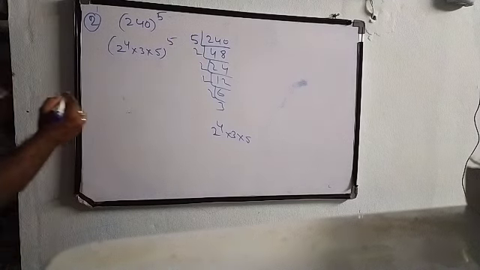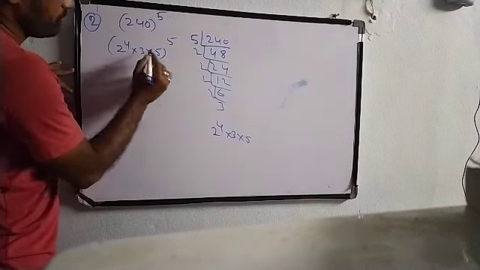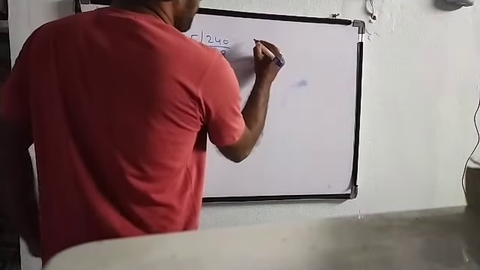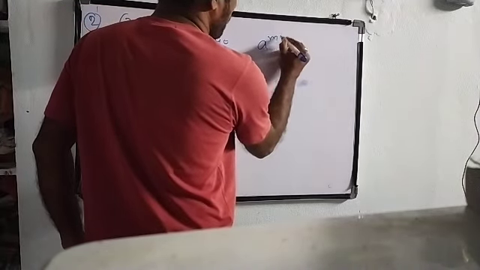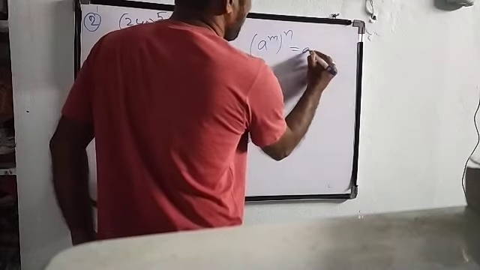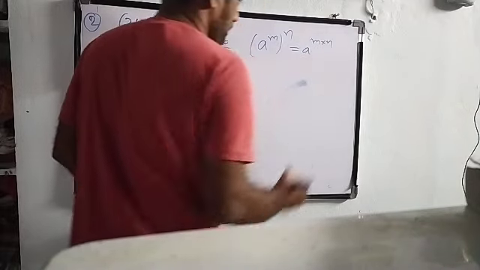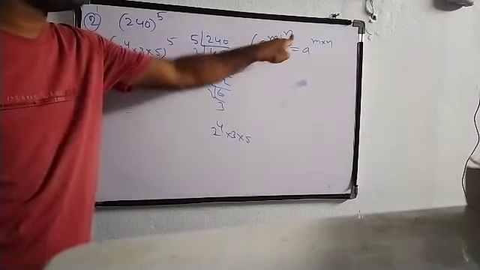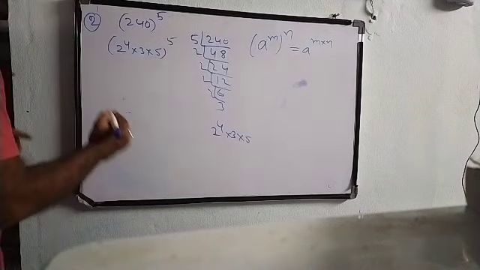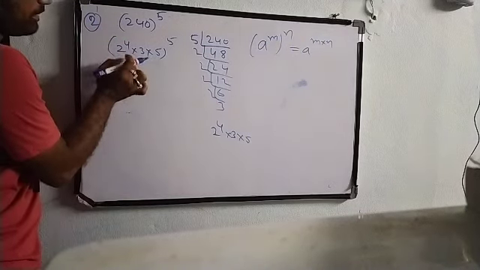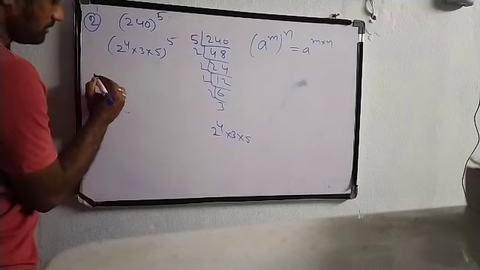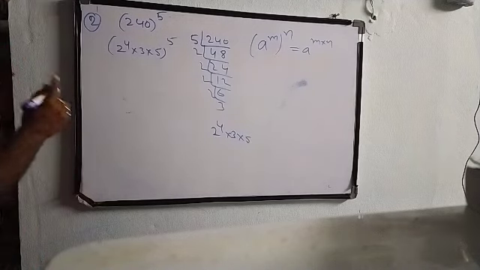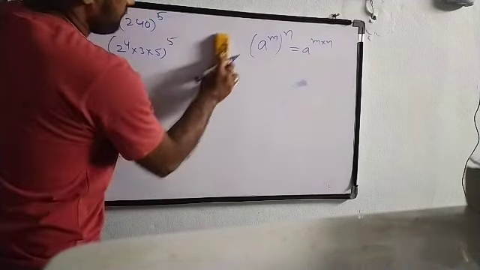Here if you observe, we have forgotten to take another law. A power m whole power n can be written as a to the power of m into n. Meaning for the power another power is there, we have to multiply the two powers. Now it is in the form of a into b into c whole power m. So that can be written as, let me write this.